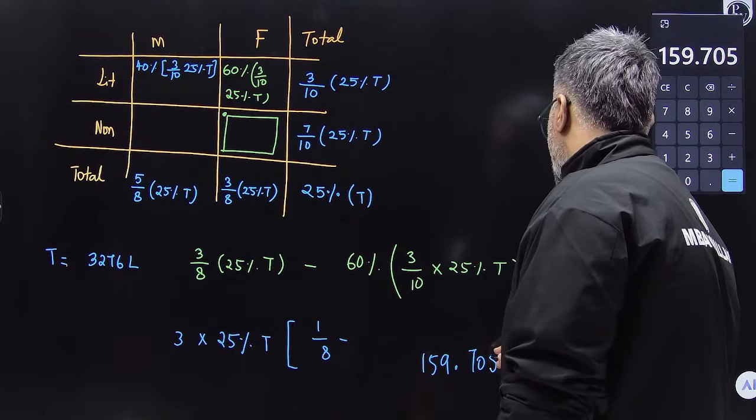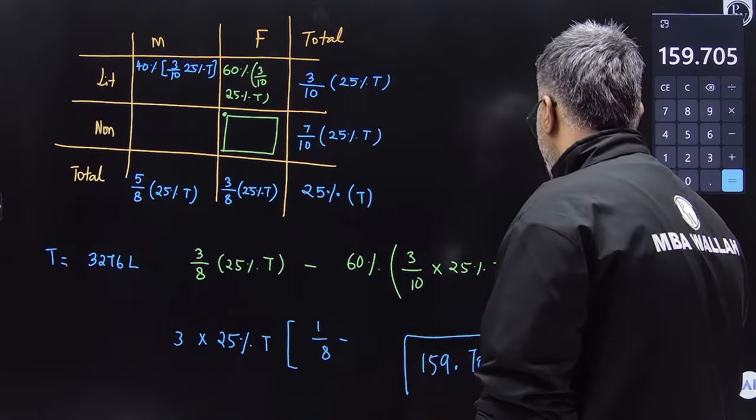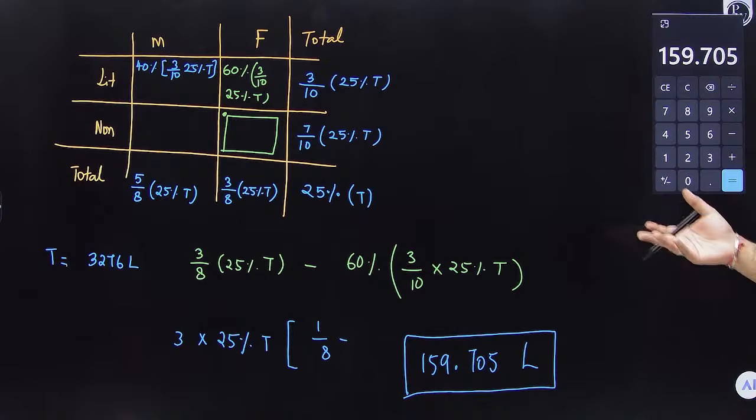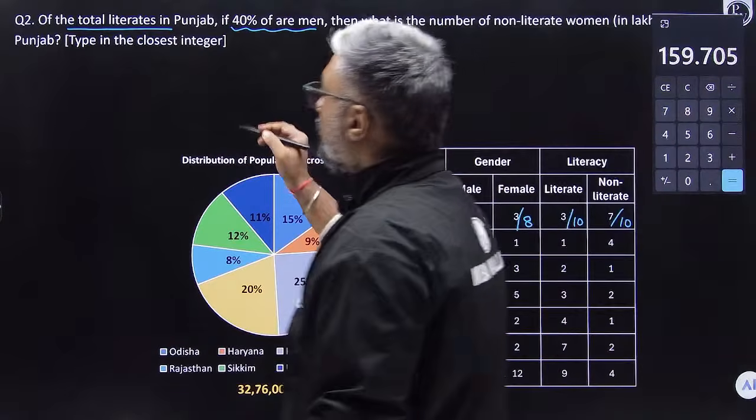159.705 lakhs. Did you get the calculation part, guys? How to do the calculation directly on the calculator and not writing everything on the paper. Did you get this, everybody? So, 159.705 lakhs is how much? Type in the closest integer.